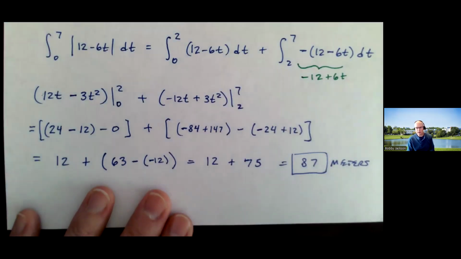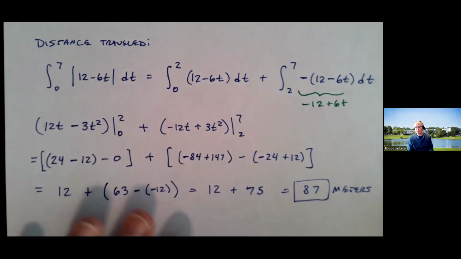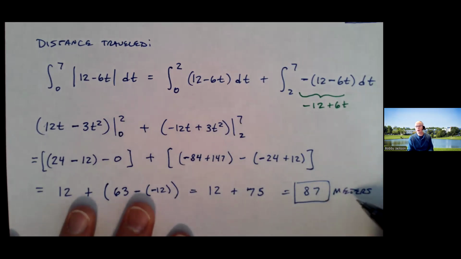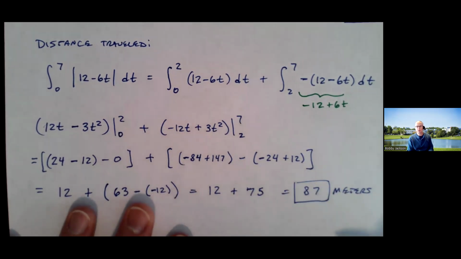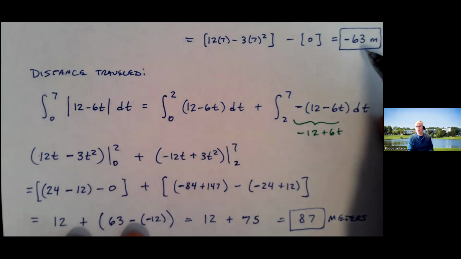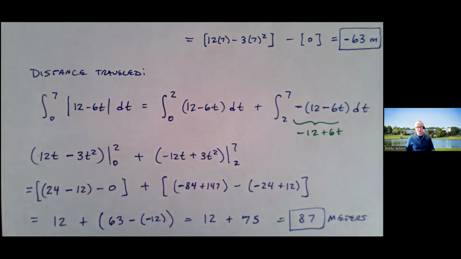So for my problem, again, your numbers might be slightly different, but for this problem, we got 87 meters. That's the distance traveled compared with the displacement, which was -63, meaning we finished 63 meters to the left of where we started from.